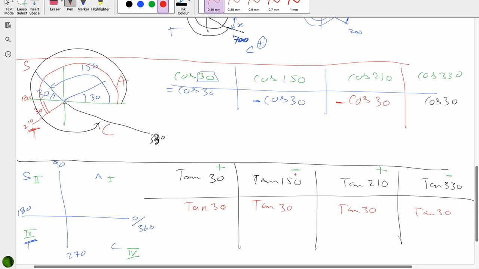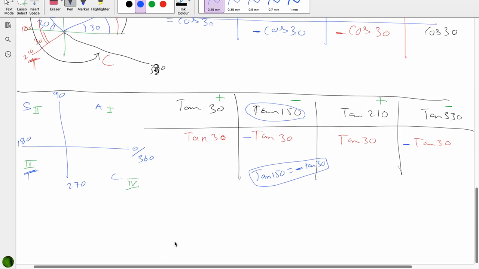Now tan 150 actually is negative, but tan 30 is positive. And the examiner says to write the exact same value, so I am bound to put this negative sign here. We can say tan of 150 is equal to negative tan of 30. For tan of 210, we don't need to put any sign, because tan of 210 is positive and tan of 30 is also positive.